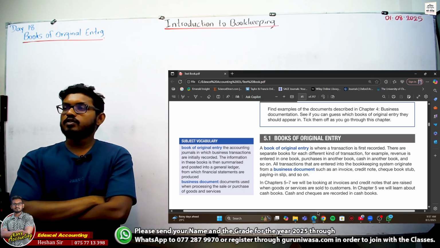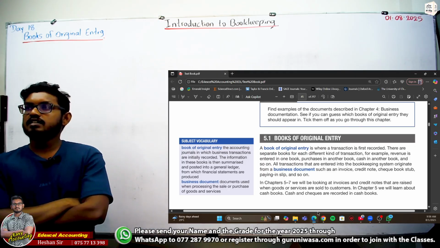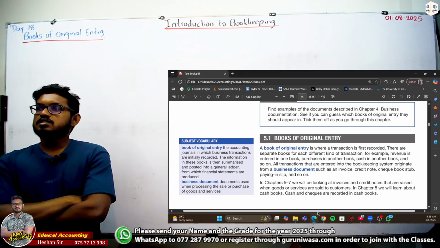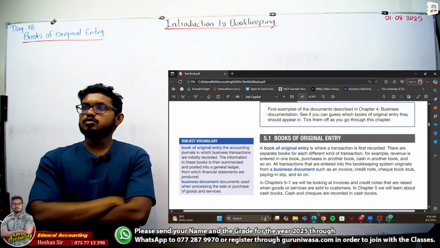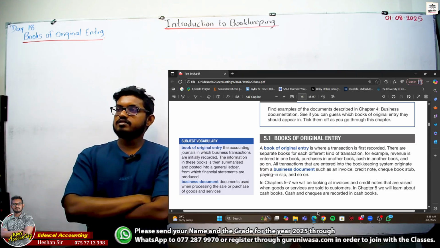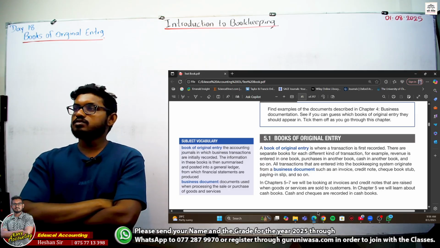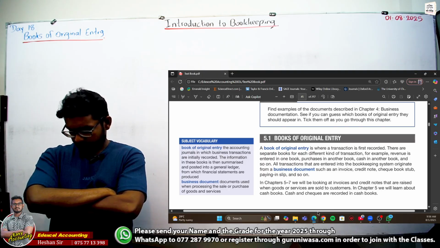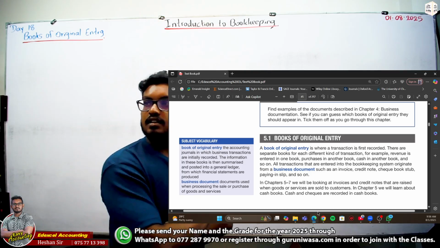You know the term books of original entry: the accounting journals in which business transactions are initially recorded. The information in these is then summarized and posted into the general ledger, from which various financial statements are produced. Business documents are used when processing the sale or purchase of goods and services. In chapters 5 to 7, we will look at invoices and credit notes that are raised when goods and services are sold to customers. So, in chapter 5, we will learn about the cash book. Cash and checks are recorded in cash books, right?